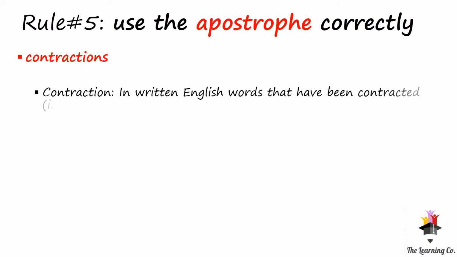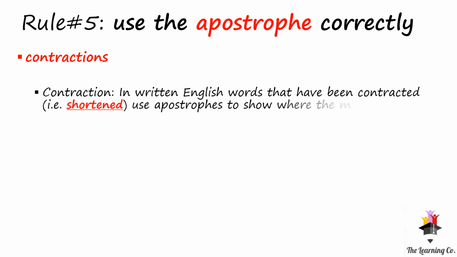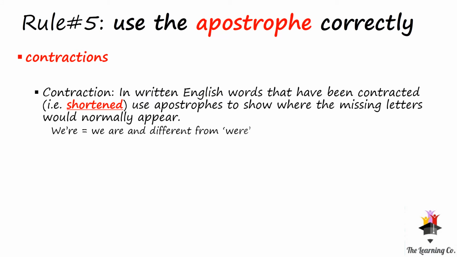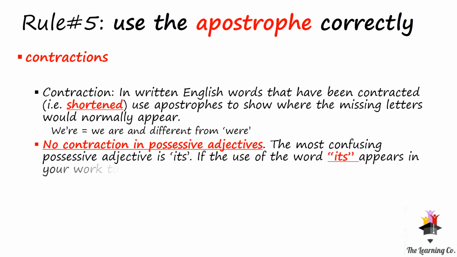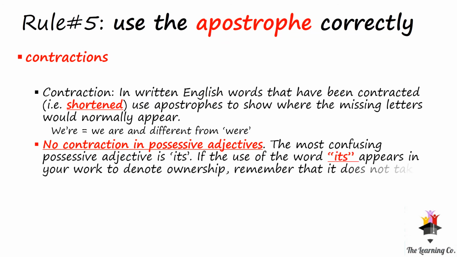Contraction. In written English, words that have been contracted use apostrophes to show where the missing letters would normally appear. For example, we apostrophe re means we are, which is different from were without an apostrophe.